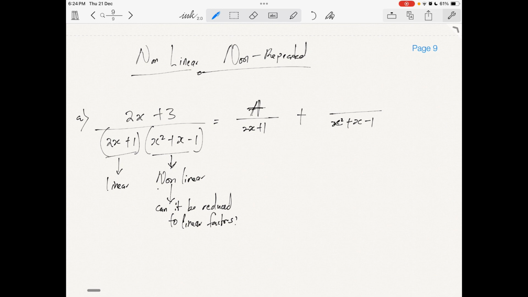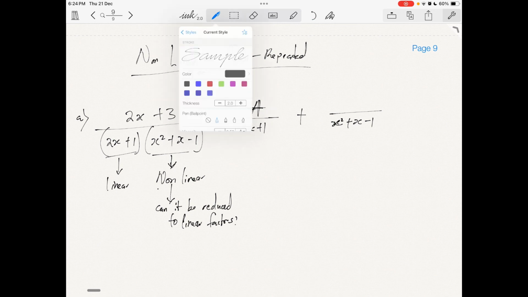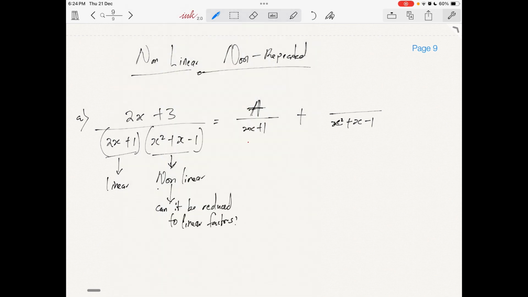Now, what if it is non-linear? For the linear factor, the denominator was x raised to power 1, so the numerator was x raised to power 0. Now for the non-linear factor, the denominator is x raised to power 2, so the numerator will have x raised to power 1 and x raised to power 0.